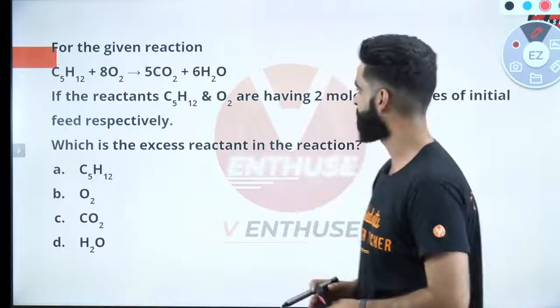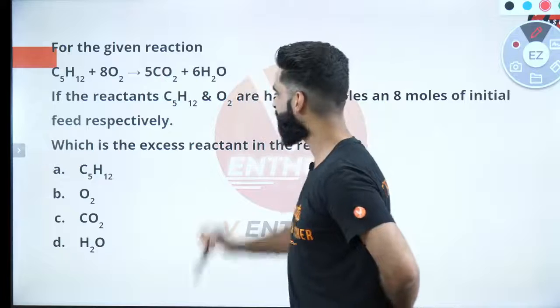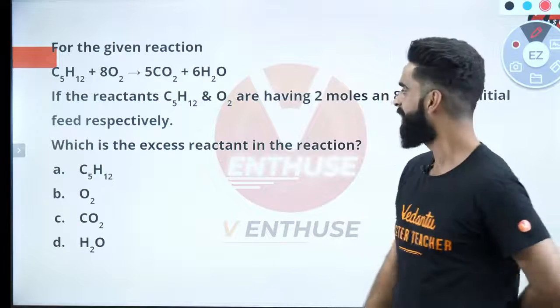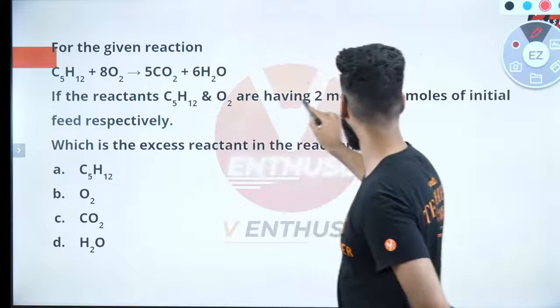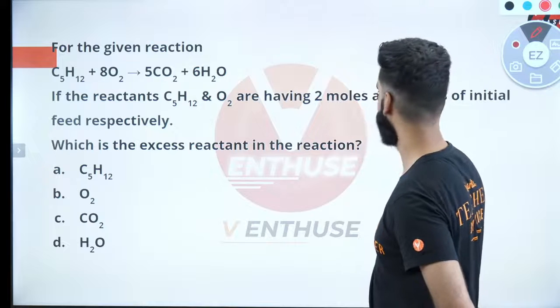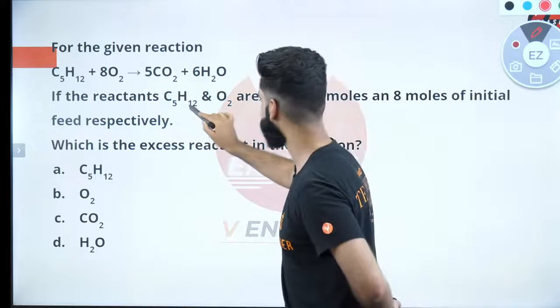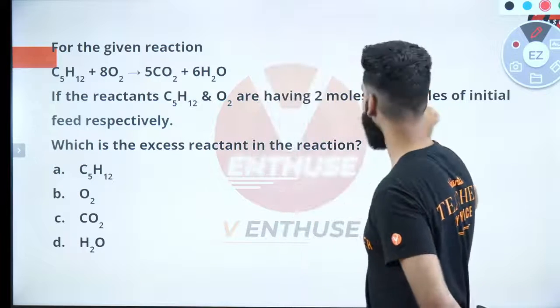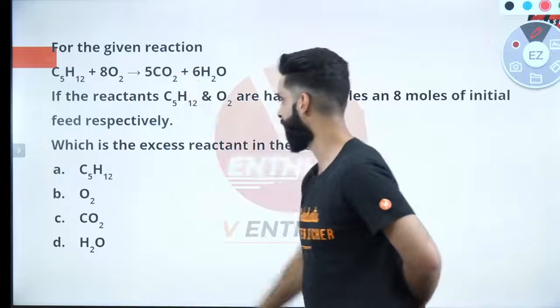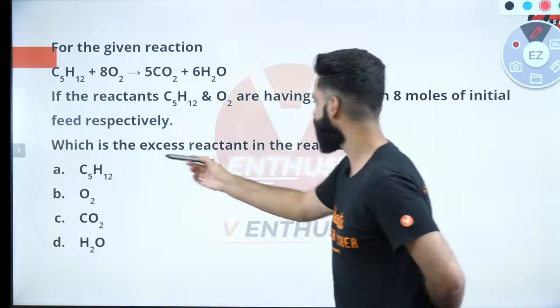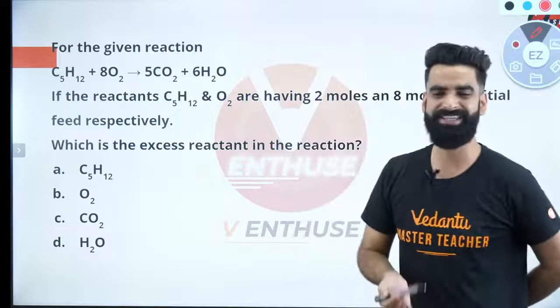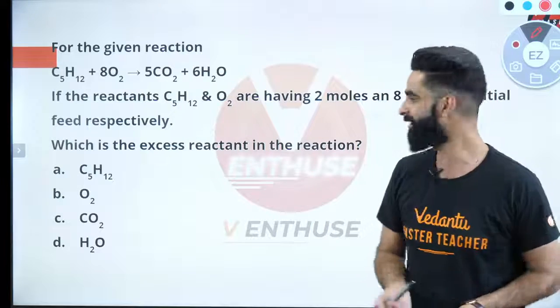See, guys, I'm given one balanced reaction, and I'm given 2 moles of C5H12 and 8 moles of O2 in the beginning. I have to check which is the excess reagent. Very, very simple question it is, right?